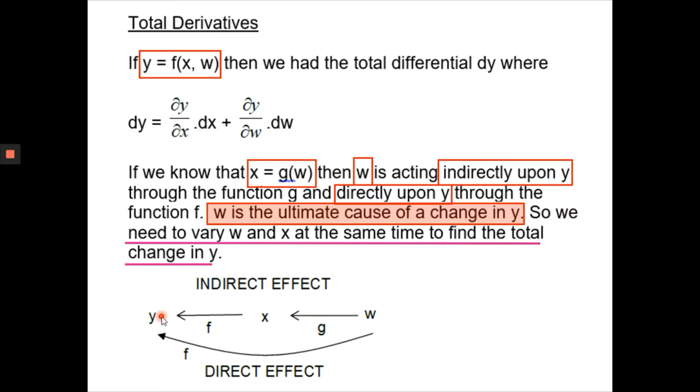What we also need to remember is that a partial derivative would be able to explain the direct effect of w on y. But when we have both these direct and indirect effects, we need a total derivative in order to work out the total change in y.